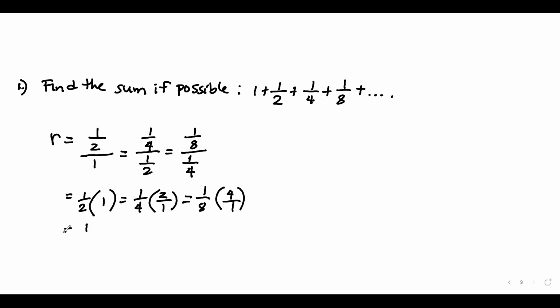So 1/2 times 1, that is 1/2. We can do cancellation, 2 over 4. 2 divided by 2 is 1, 4 divided by 2 is 2. So we have 1 times 1 is 1, 2 times 1 is 2. Next, 4 and 8. Divide by 4. 4 divided by 4 is 1, 8 divided by 4 is 2. So 1 times 1 is 1, over 2 times 1 is 2. So they have a common ratio, which is 1/2.